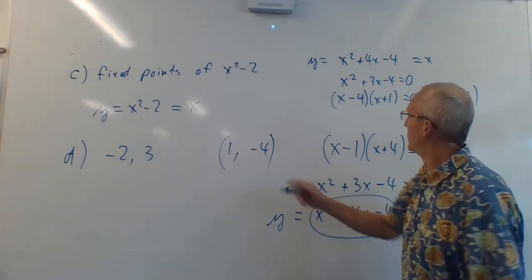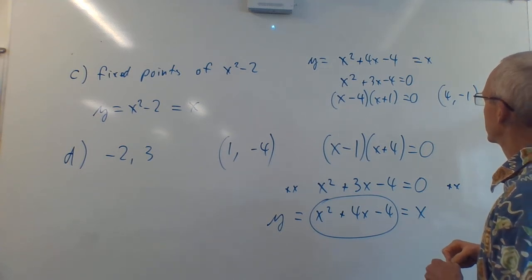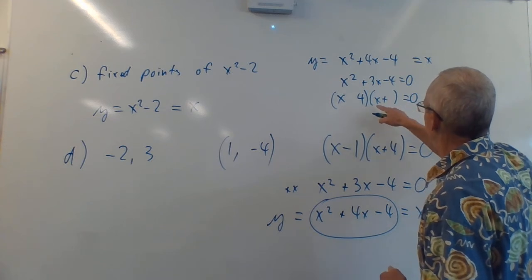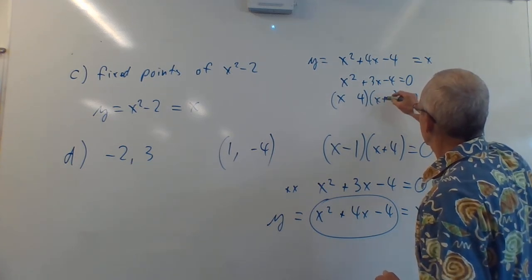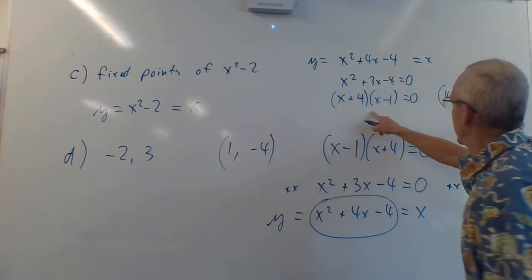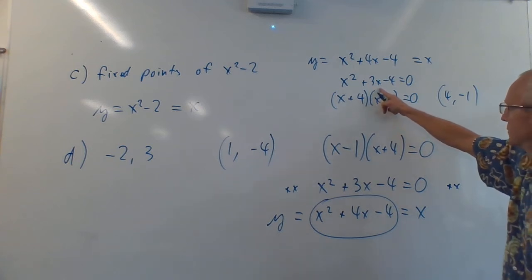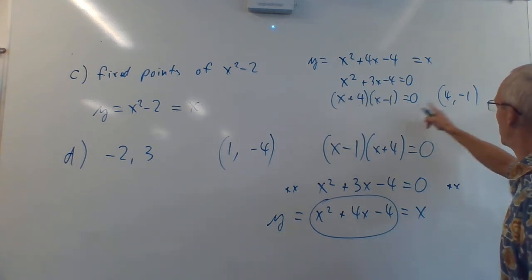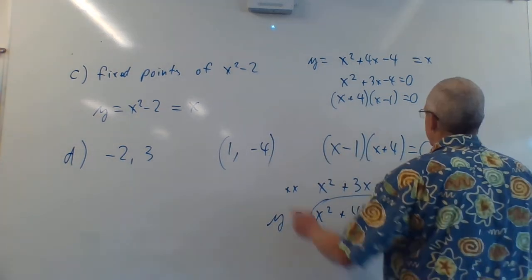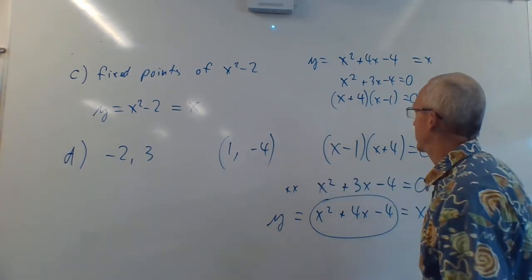Wait. 1, negative 4. Did I do something wrong? Oh, it's the other way around. It's this way, right? Because it's plus 4 minus 1. Okay, negative 4 plus 4x minus x gives us plus 3x. Okay, so it's negative 4 and 1. Yes, negative 4 and 1, because I've got to match this, right? So the answer is we have negative 4 and 1, just like we started off with.